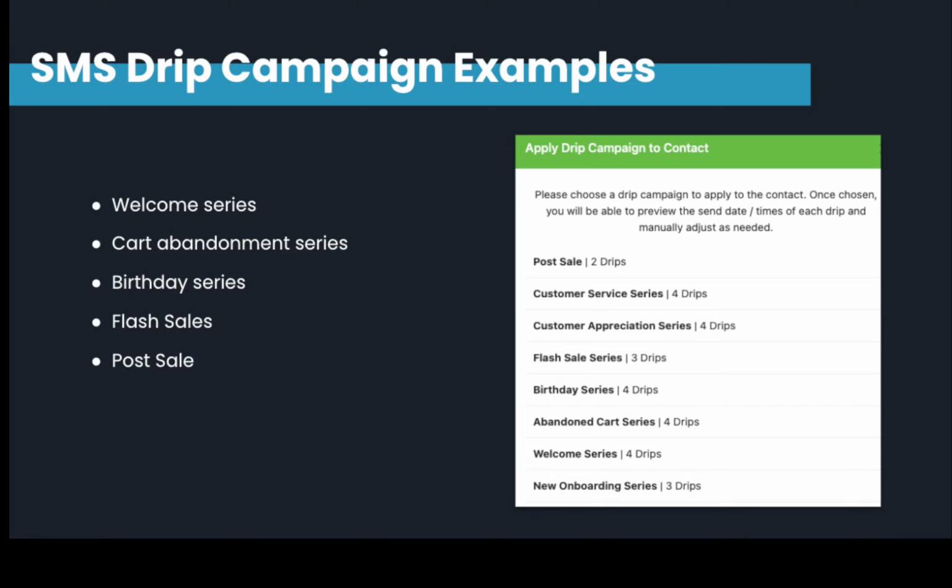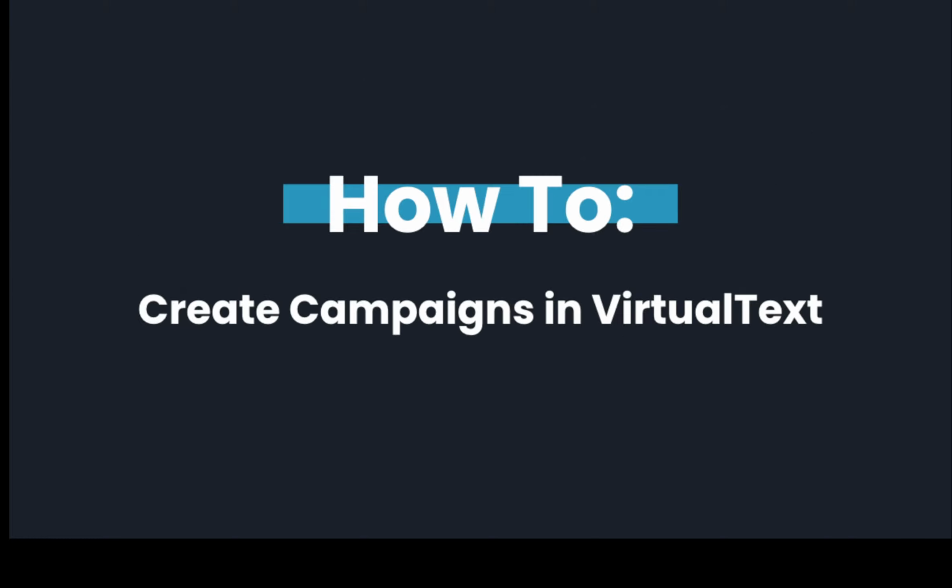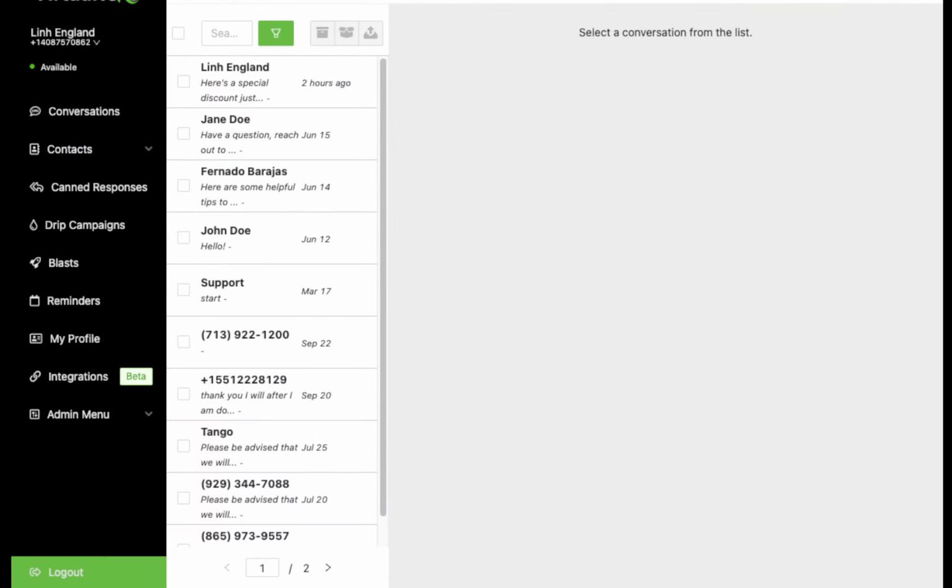Now, there are definitely plenty more examples of how to create other effective SMS campaigns that you can use to reach a customer. The specific message that you'll want to send is really dependent on your business and your target audience, so keep that in mind. By following these examples here, you can for sure achieve your business goal by creating a successful campaign. So next, we're going to go through how to create a drip campaign in Virtual Text.